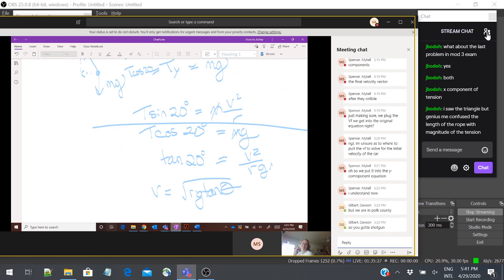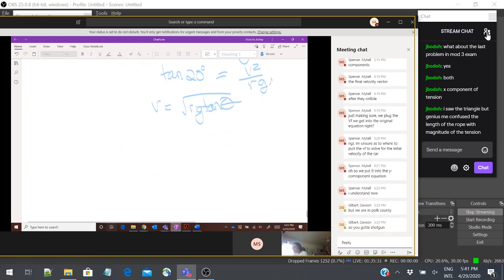Length of the rope for the magnitude of the tension. The length of the rope only plays into it in terms of finding R. And most people got R. So this is 3 meters, this is 6 meters, and then this is 6 sine 20. So you end up with R is like 5.05 meters. That's all it's for.